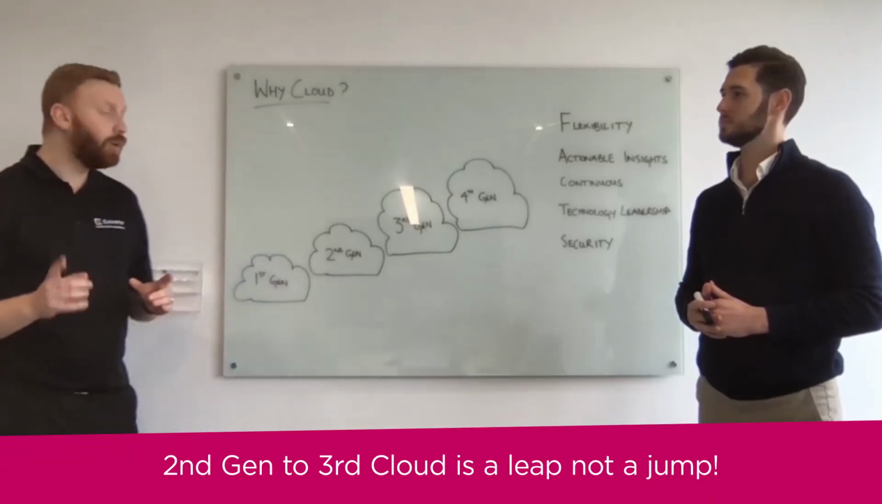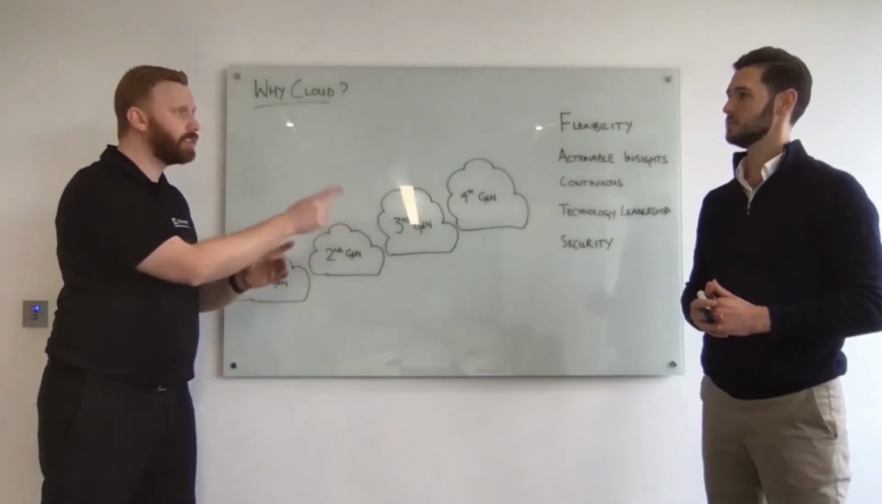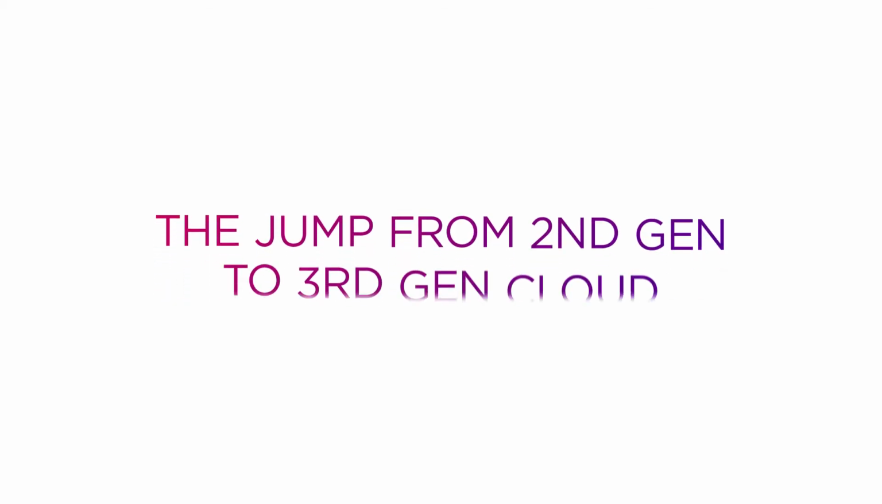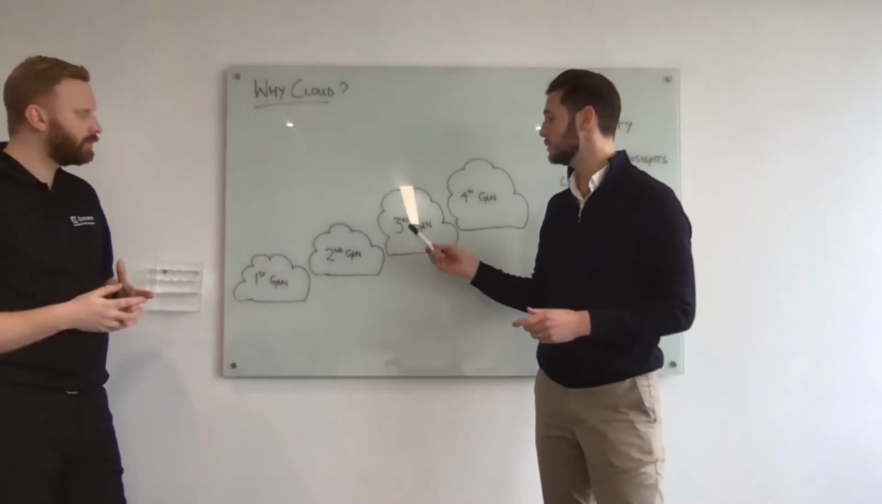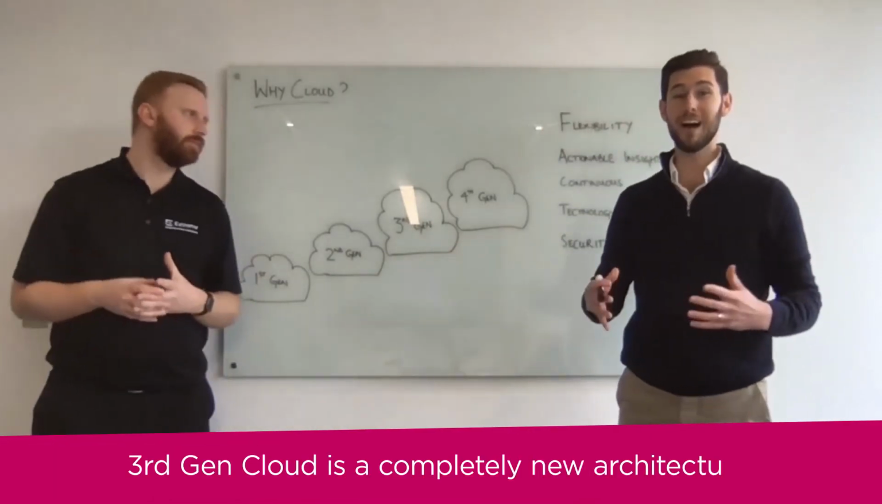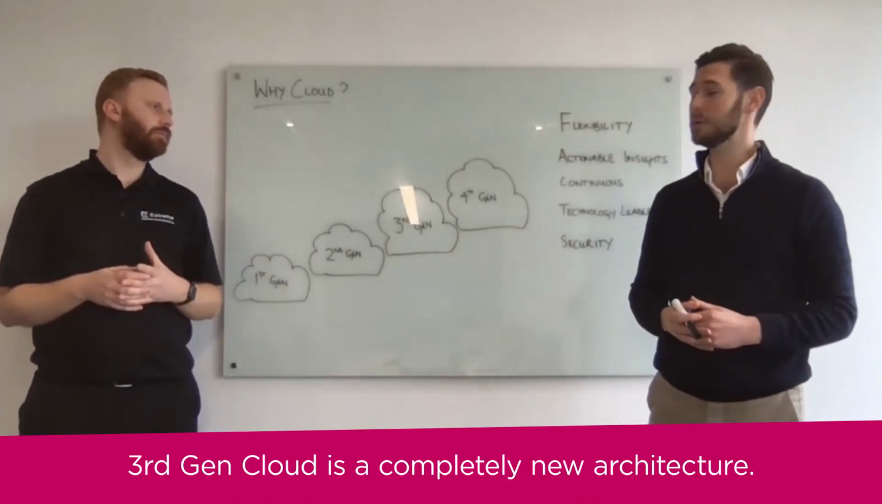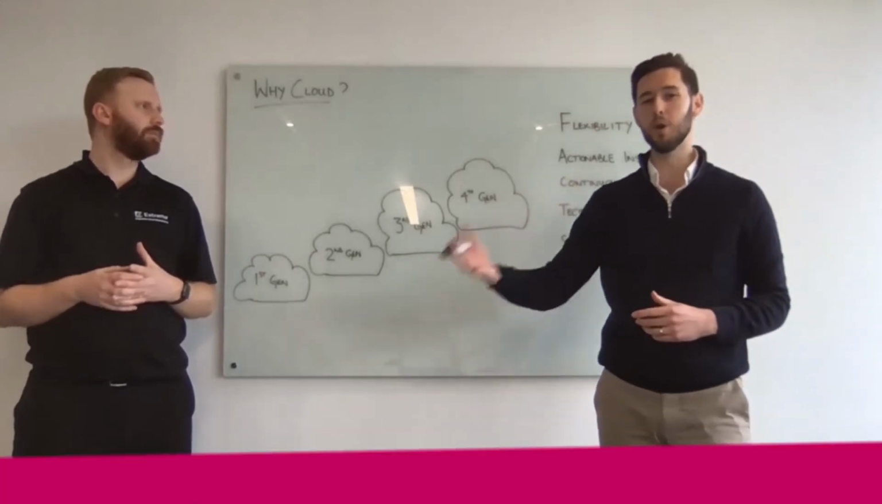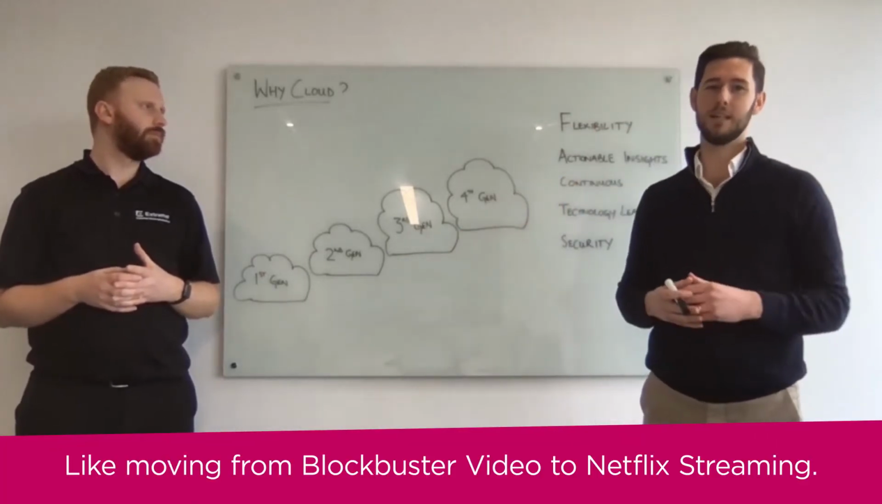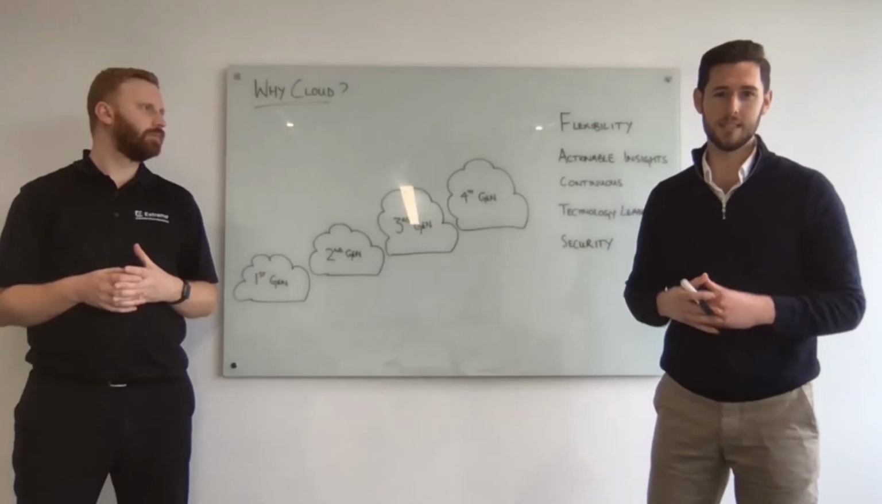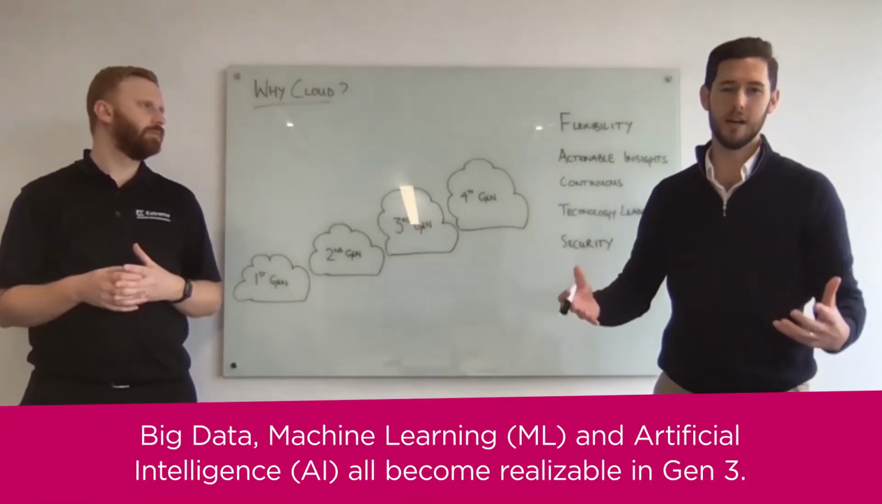So there is then a huge jump between Gen 2 and 3. So Luke, what does that look like? There's a huge jump between Gen 2 and 3. In fact, it's a complete new architecture rebuild. Think of it as moving from a Blockbuster model to a Netflix. It's the introduction of big data. It's the introduction of machine learning and artificial intelligence.